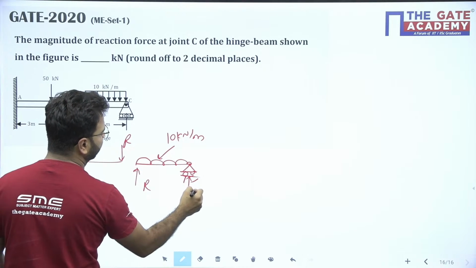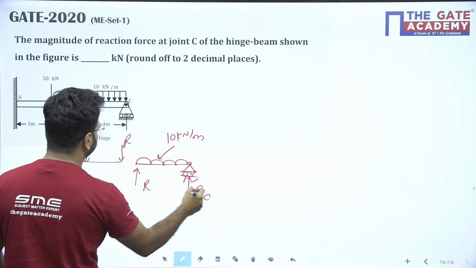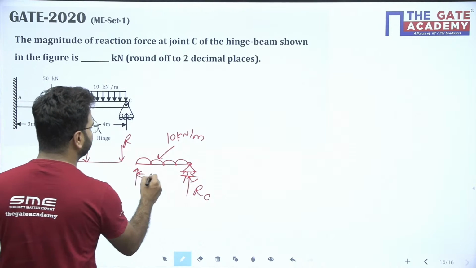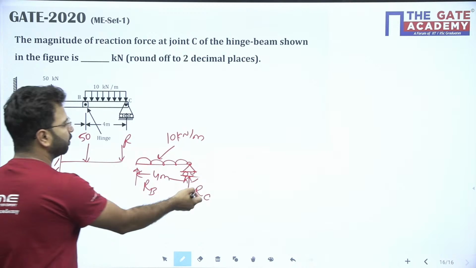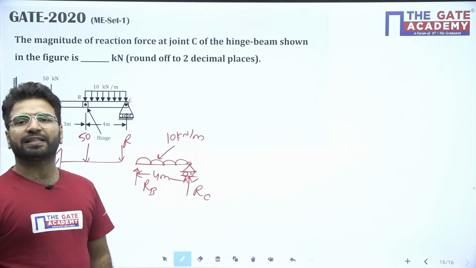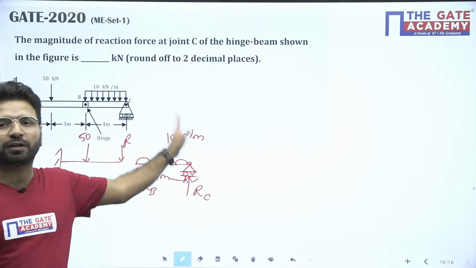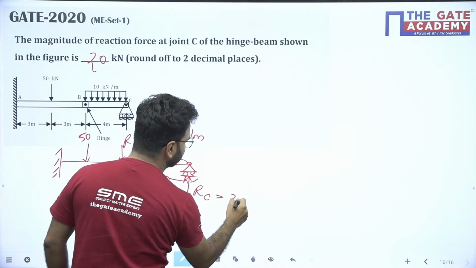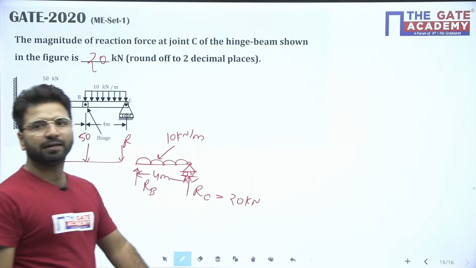What is the question asking you? Reaction at C. This is my reaction at B. Okay, so 10, length is how much? Length is here 4 meter. So what is the reaction at C? 10 times 4 is 40, 40 by 2, 20. It means 20 kilonewton will be the answer of this question.